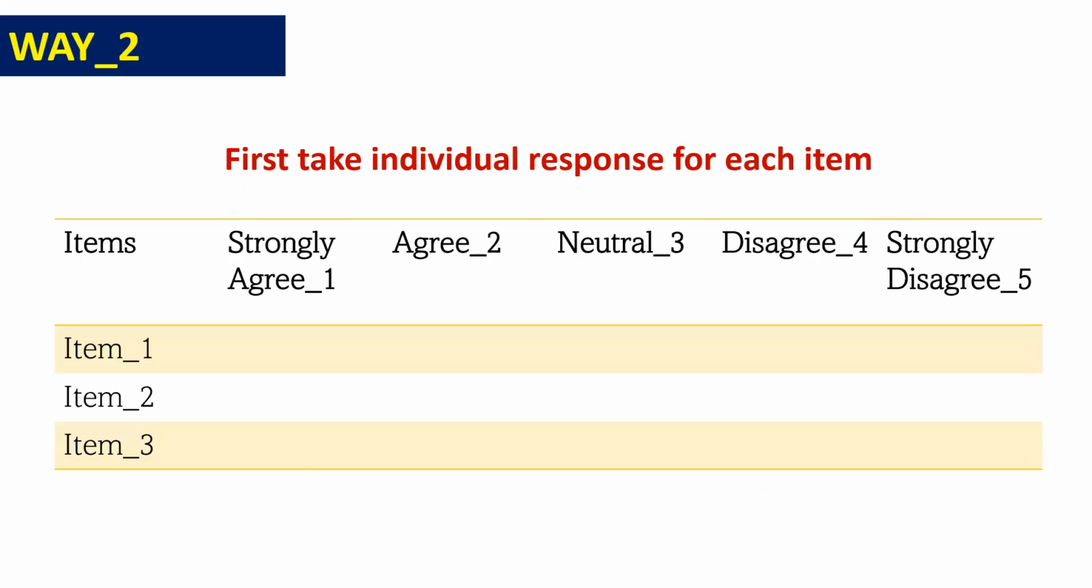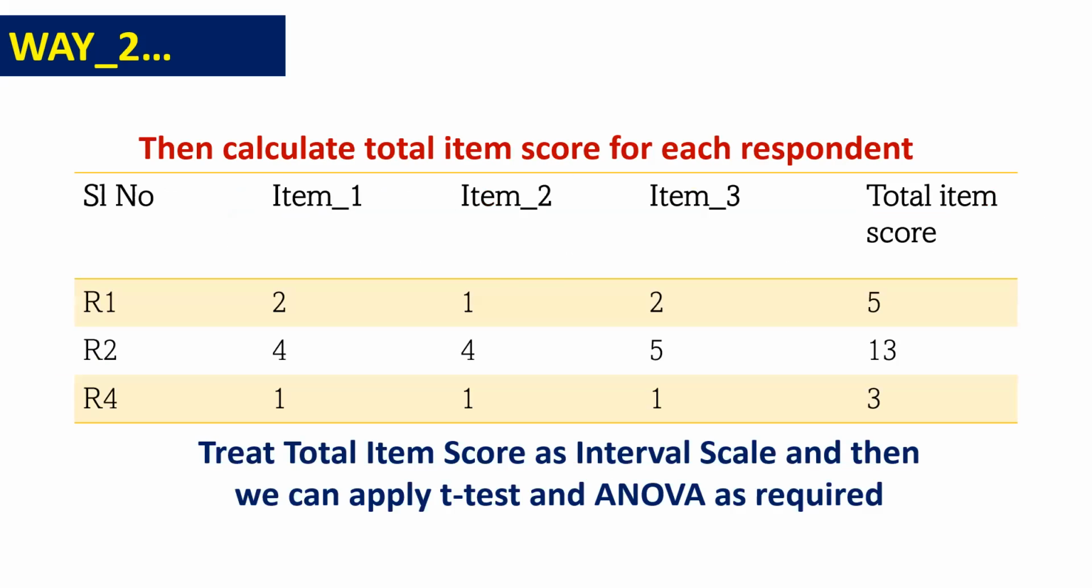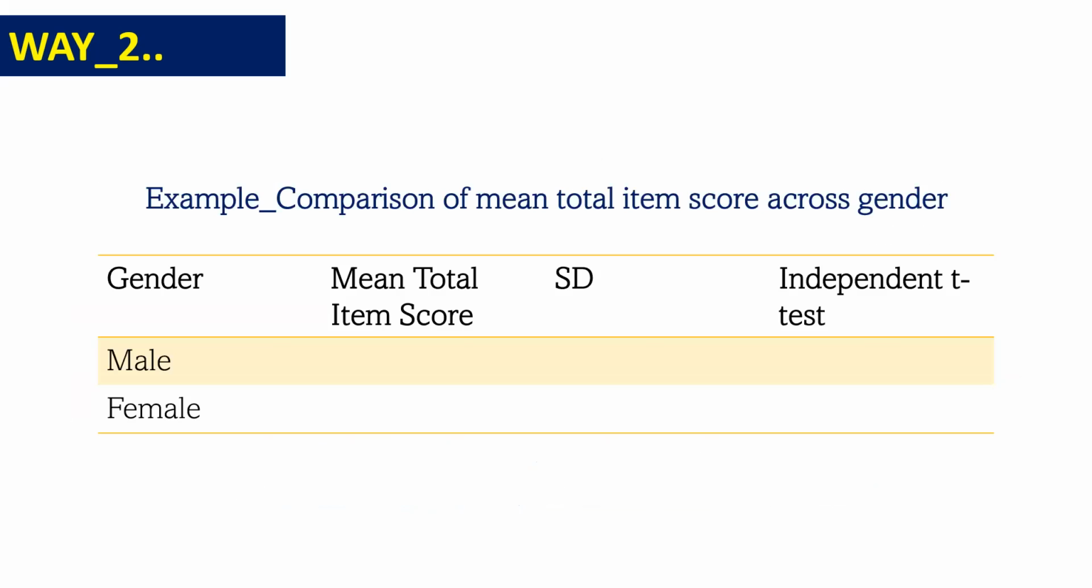Similarly, the second way is to take the individual responses of each item and sum the score. You can calculate the total item score for each respondent, and then treat this total score as an interval scale. And then we can apply t-test and ANOVA. Because if you are taking this as an interval scale, you can apply all the tests like the independent sample t-test for male and female, or ANOVA if you are taking 3 groups. In this case, you can see male and female, the mean score of the items, with standard deviation and mean, and you can see the difference between these two. So this is one way.